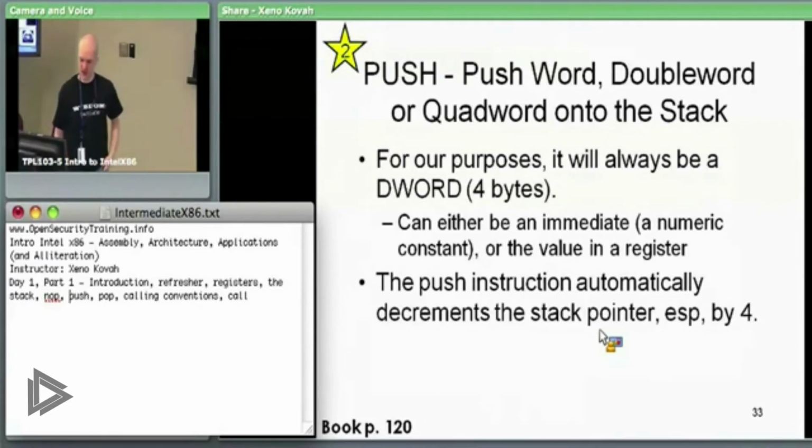All right, so our second instruction here is going to be push. You can push a word, 16-bit value, or a double word or a quad word onto the stack, according to the manual. But for our purposes in this class, we're only going to be talking about D words. You're only pushing 4 bytes onto the stack at once. And this value which you're pushing can either be an immediate, which is like a constant value that's hard-coded into the assembly instruction, or it can be a value in a register. So you can say push 4, and then we'll say that it's pushing a 32-bit value of 00004. Or you can say push EAX, and it'll say whatever's in EAX, the 32-bit register, stick that onto the stack.